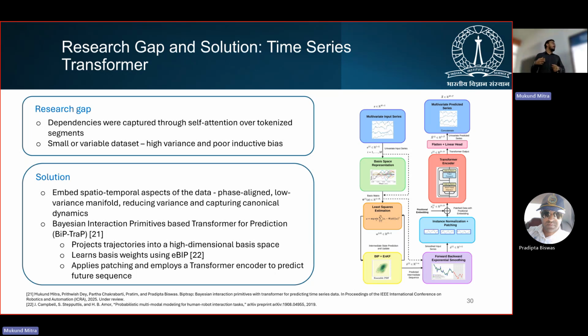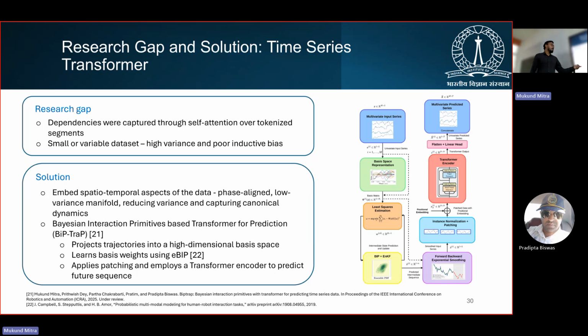In the case of small or variable datasets, there is high variance and a poor inductive bias. So we thought of embedding the spatiotemporal aspects of the data through a phase-aligned low variance manifold, which will reduce the variance and at the same time capture the canonical dynamics of the system or the dataset.